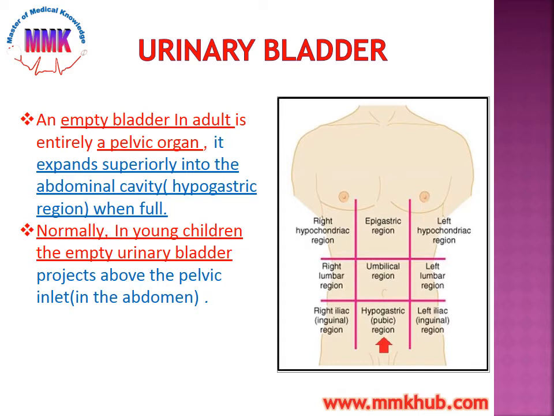In the diagram, we can see different regions in the abdomen and pelvis. The regions given are epigastric region in the middle, the right hypochondrium region, the left hypochondriac region, umbilical region below the epigastric region, the right lumbar region, the left lumbar region, hypogastric region or the pubic region below the umbilical region, the right iliac or inguinal region, and the left iliac or inguinal region.